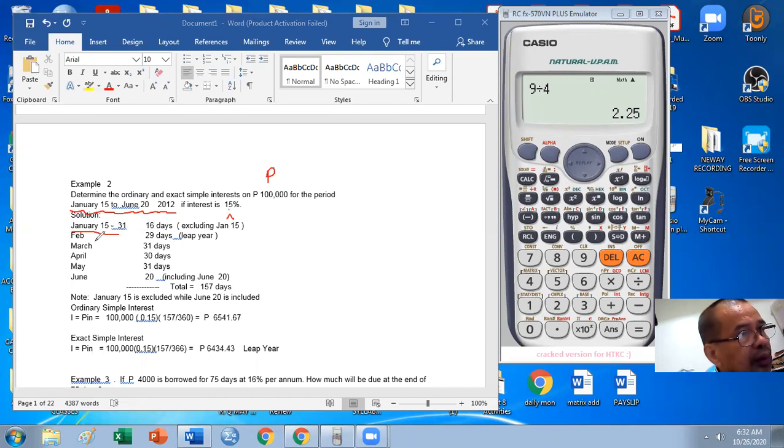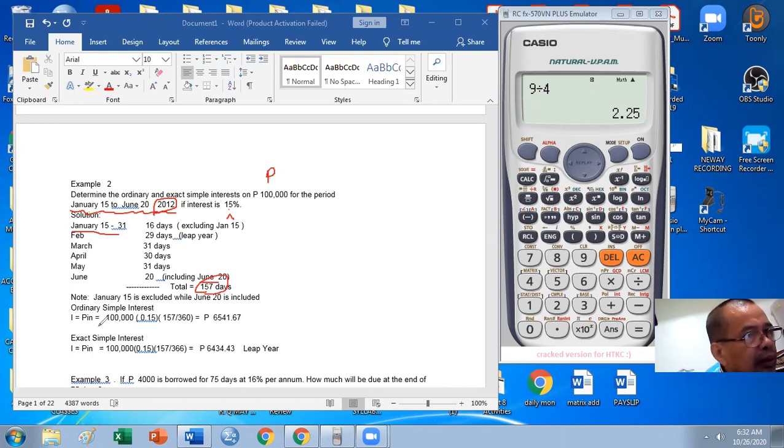So, February has 29 days. Okay, this is a leap year because 2012 is divisible by 4. March 31, April 30, May 31, and June 20, 20 days. Ah, June 20 is included. So the total is 157 days.